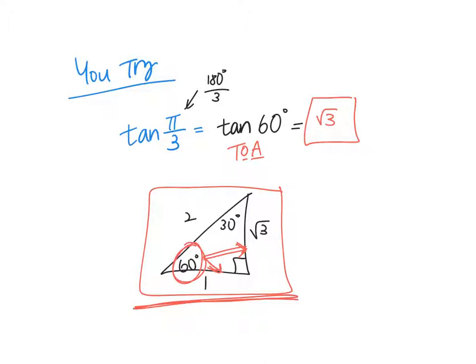I have a separate video that shows you a shortcut way of finding these ratios. So take a look at that if you'd like. It's called a left-hand trick.